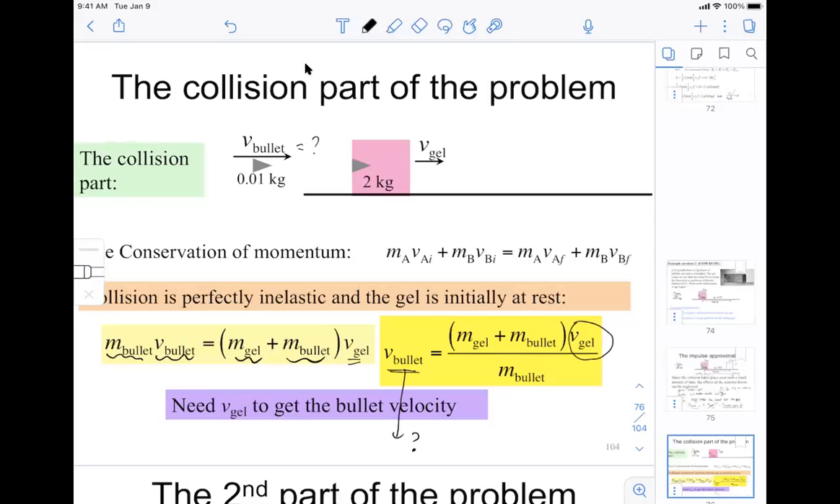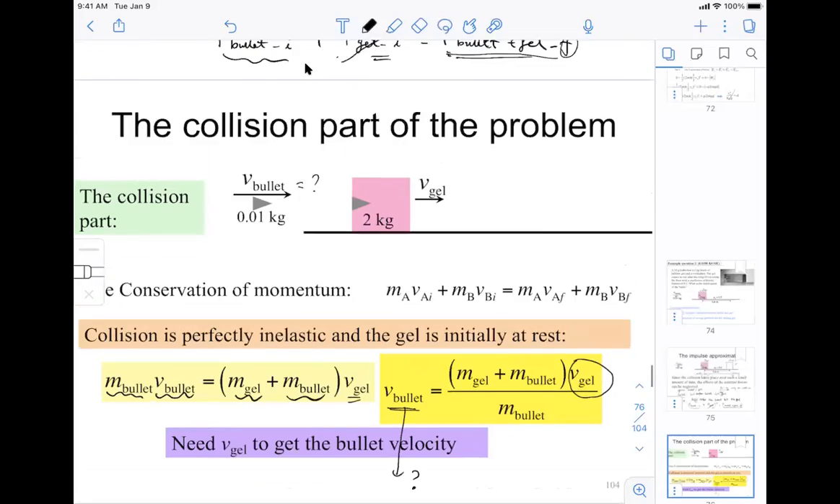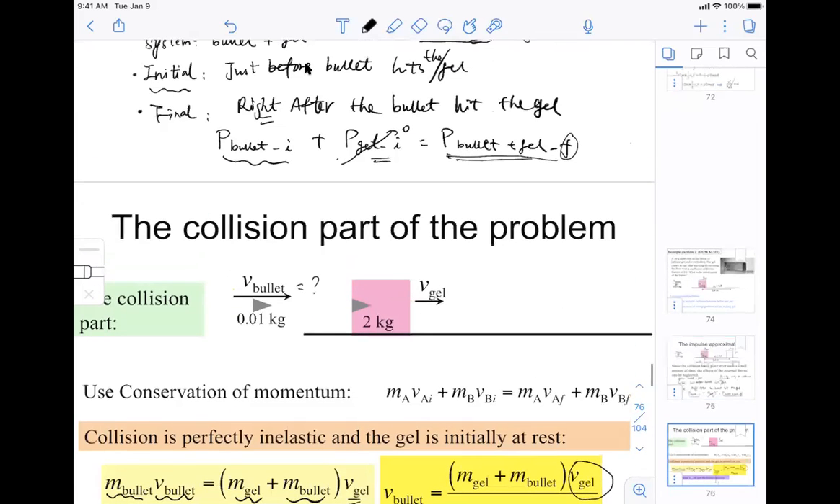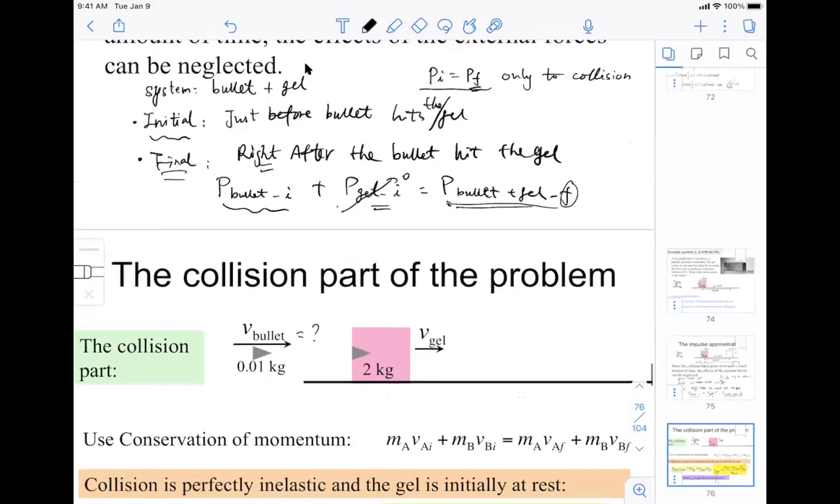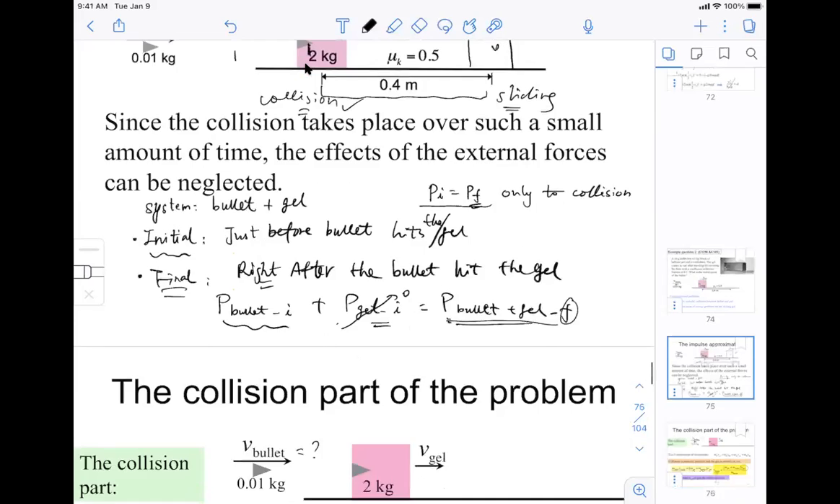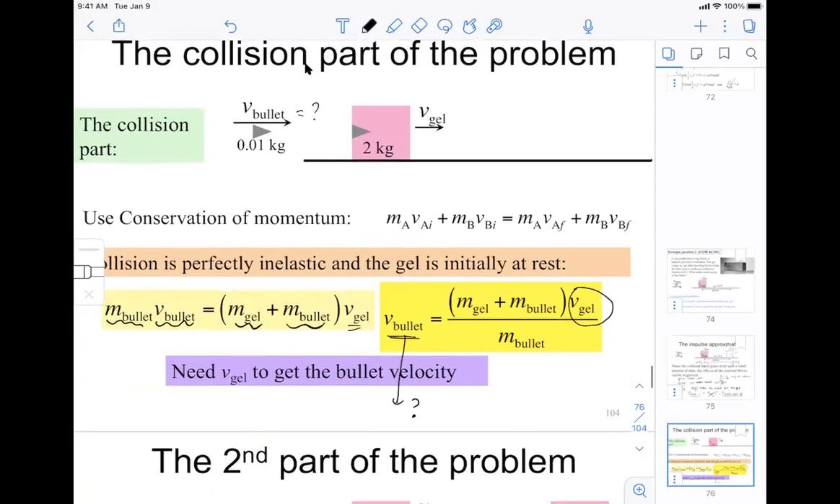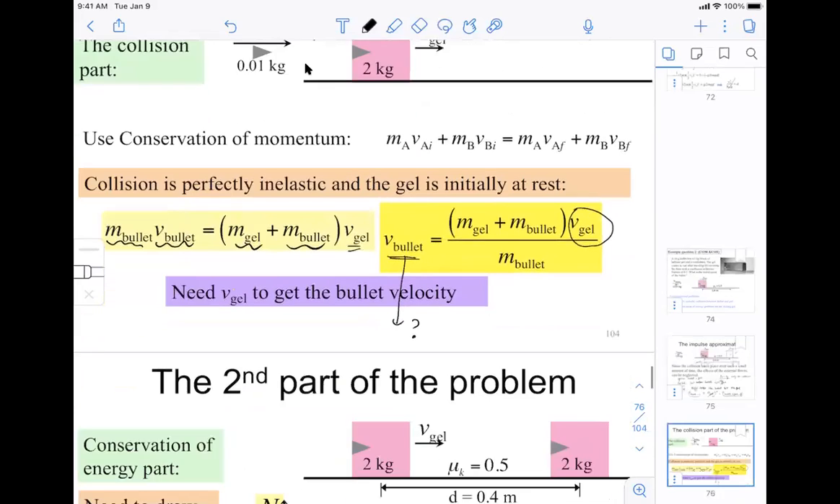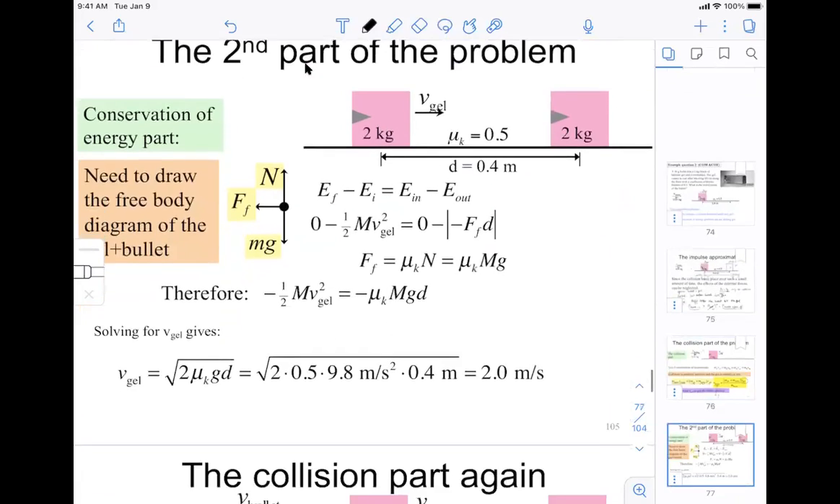And so that goes to the second part of the problem. The second part of the problem is a sliding part. You can see the final moment here becomes the starting point of the second section. So right now it's start, finish, and here again start, finish. My final moment, right after the bullet hits the gel, becomes the starting point of the second problem. And I will use conservation of energy to solve that problem.